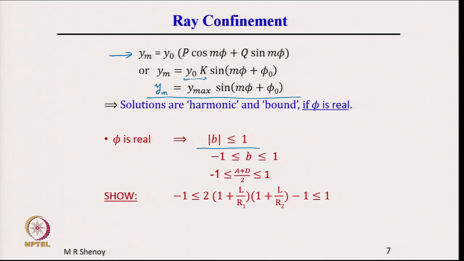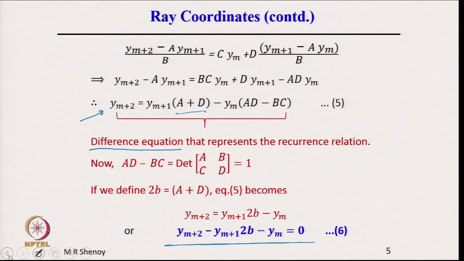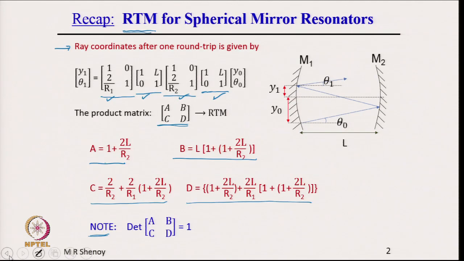Now, what is b? b is (a plus d) by 2. We know a and d for the given resonator, and therefore (a plus d) by 2 must lie between minus 1 and plus 1. Please look at the elements a and d, which we know for a given resonator comprising mirrors of radius of curvature r_1 and r_2 separated by a distance l.